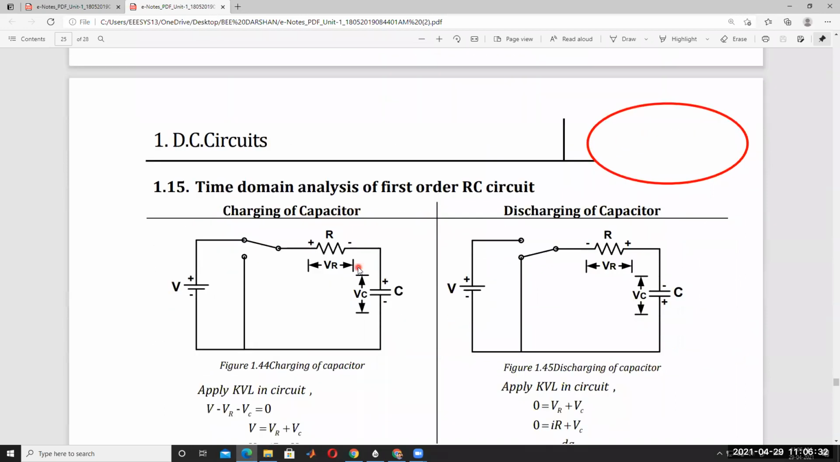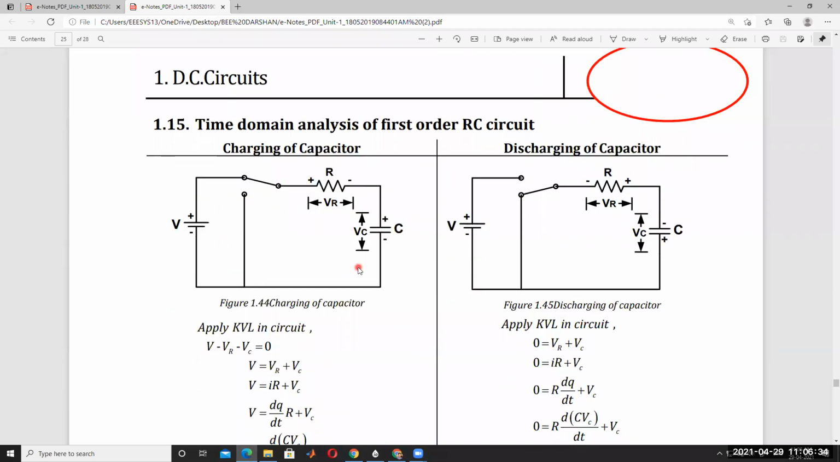This is called the time domain analysis of first order RC circuit. All of you consider this concept.